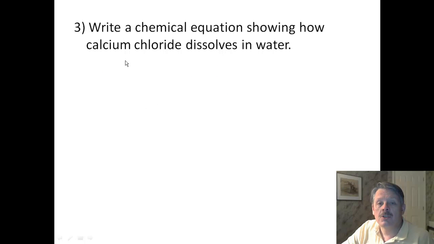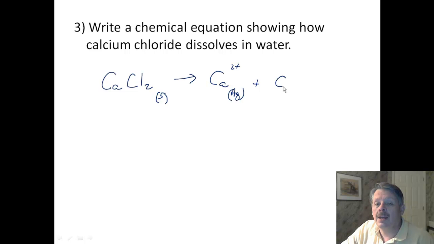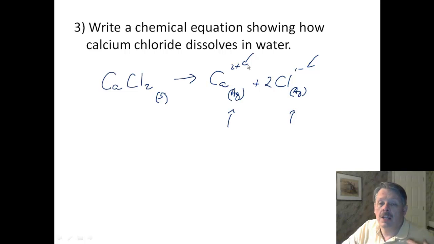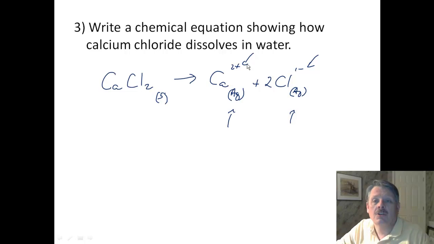Write a chemical equation showing how calcium chloride dissolves in water. Well, calcium chloride is CaCl2, because calcium is 2+, chlorine is 1-, and it's a solid. And it dissolves into calcium, which has a 2+ charge, and that's aqueous because it's dissolved in water, and chloride, but there are 2 of them, and each one has a 1- charge, and they are also aqueous. They've dissolved in water. So that's really the way you'd write it. Bottom line is you need to indicate that these are aqueous and that they have a charge. That's what makes them ions, and that's what makes them wonderful conductors of electricity. So that is an electrolyte.